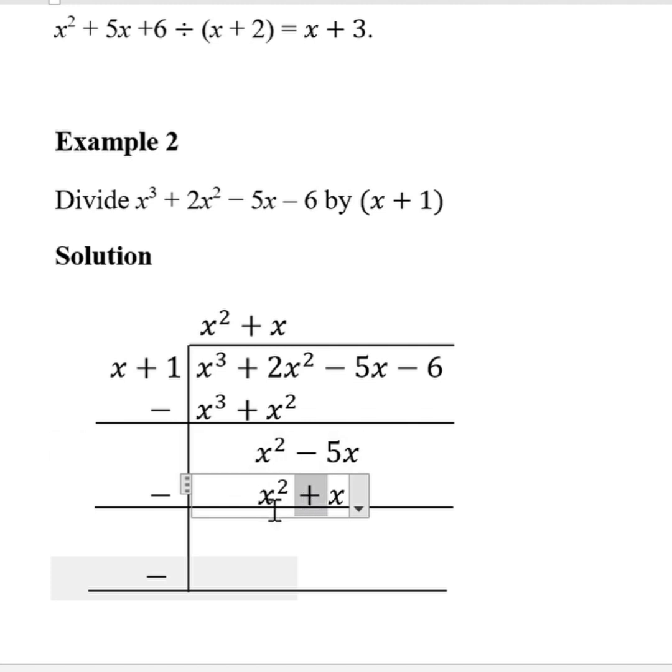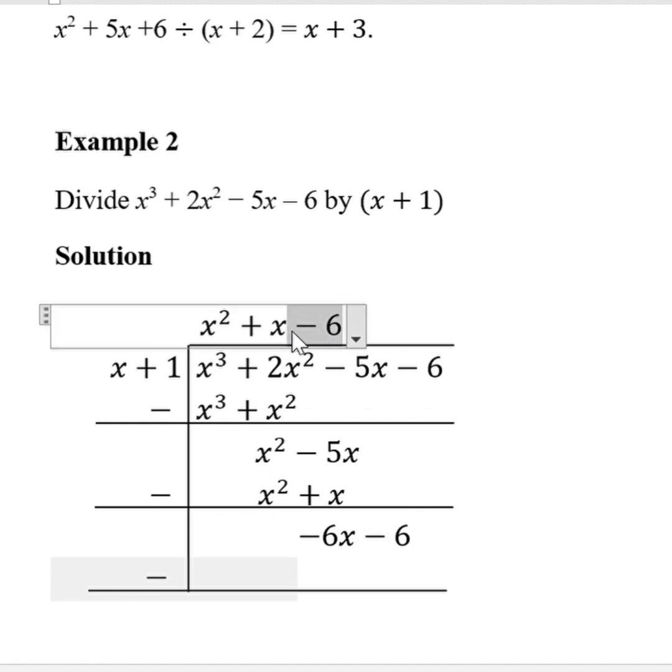Subtract them. This minus this gives you 0. Minus 5x minus x gives you minus 6x. Write it here. Then bring this last term minus 6. Write it down here. Consider this first term divided by this. Minus 6x divided by x gives you minus 6. Write it here.